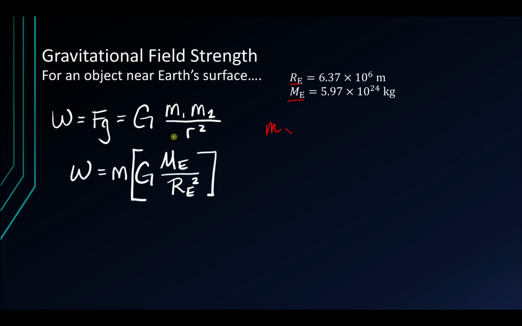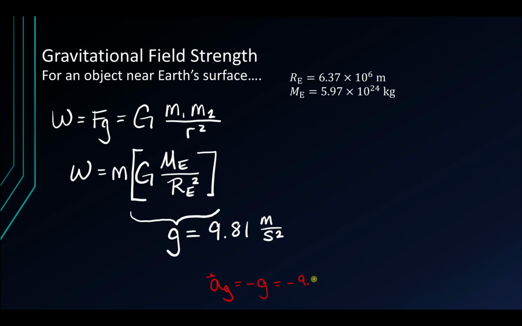So I'm going to pull this M1 out, and I'll just replace it as M, and then I have this value, which in our situation, when objects are near Earth's surface, is going to be made of constant values. So the weight, or the force due to gravity, is equal to the mass of my object times whatever this constant is. And whenever we calculate it, this constant is g. If you remember, we had a statement that the acceleration due to gravity is equal to negative g, which is equal to negative 9.81. This g is 9.81. That's how we get this g value.